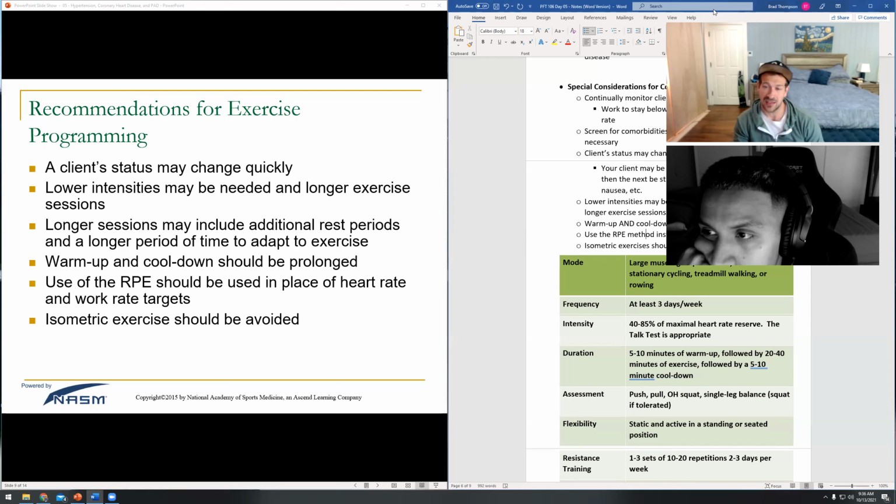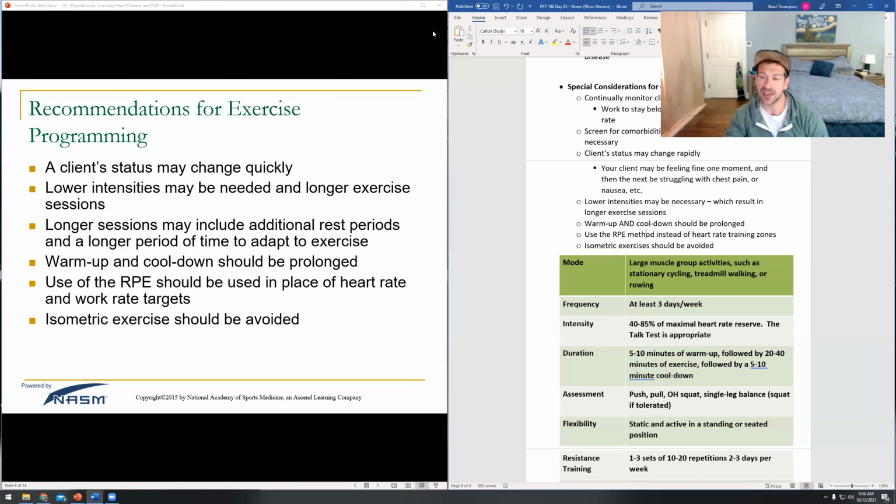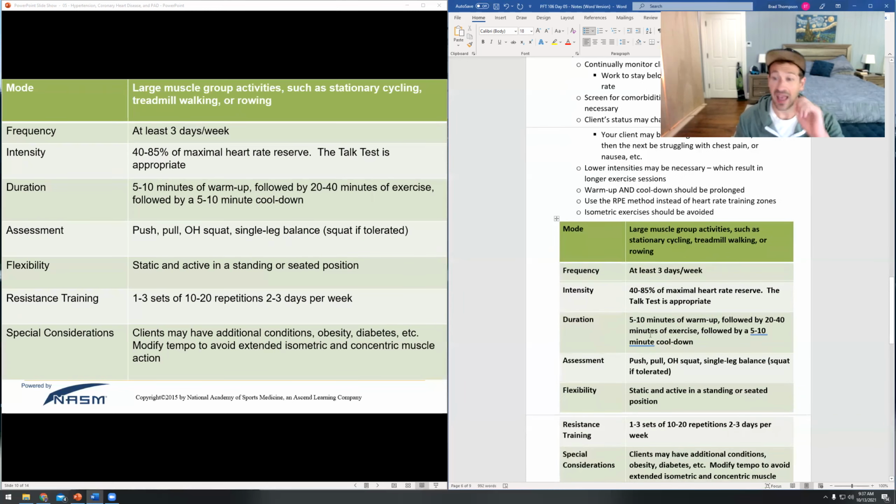Pair that with the fact that they might be wearing a heart rate monitor regularly. And now suddenly you're doing a really good job of exercising, which is slightly dangerous, but it's one of those things where you're taking so many precautions, you're being cautious, you're being careful, and your client's not going to have any problems. And then again, avoid isometrics. So same thing with our hypertensive clients. We don't want blood to pool anywhere. So again, large muscle group activities, stationary cycling, treadmill walking, rowing, all those things are great for a client who's coming back.